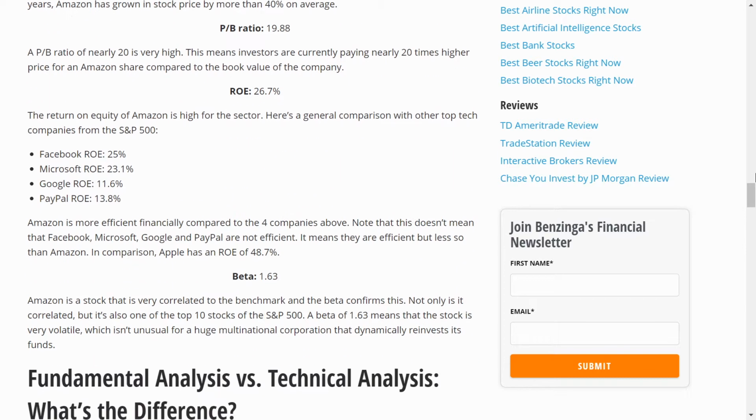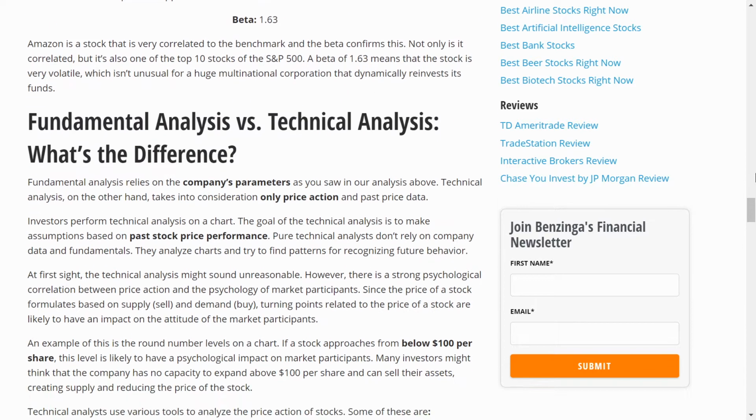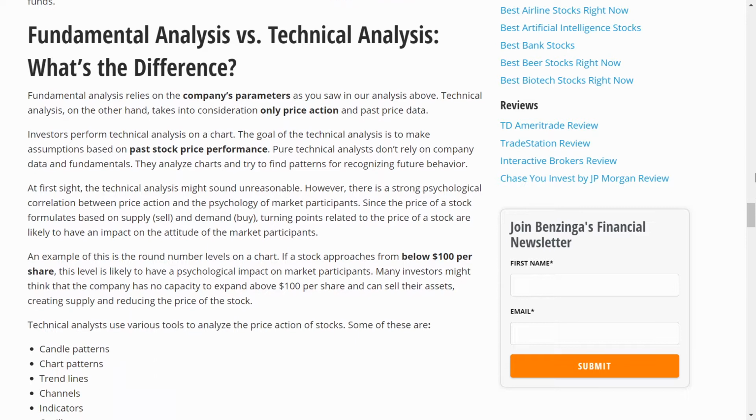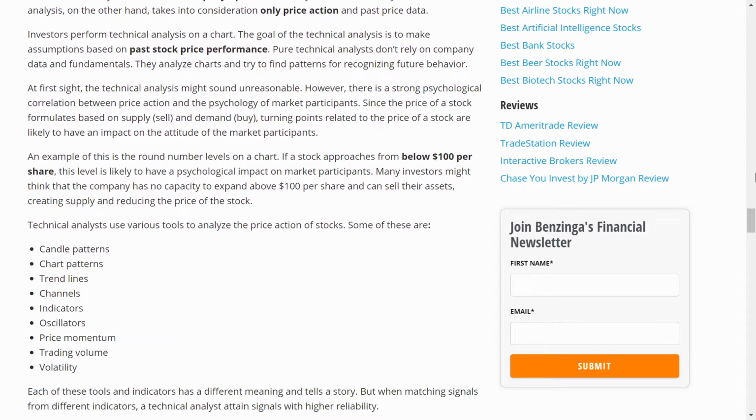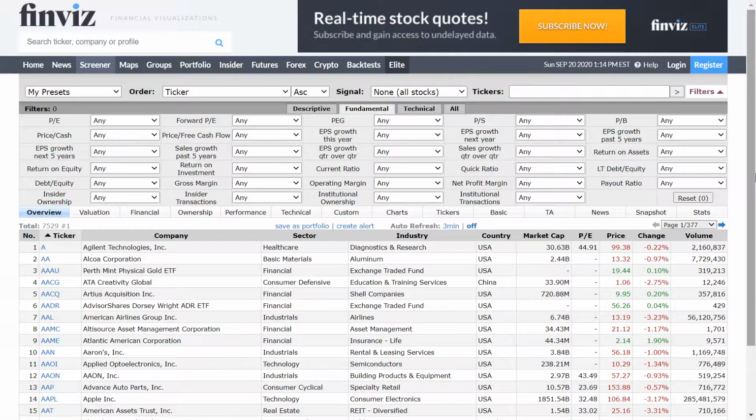It just goes over all the different aspects of everything that was just covered already, that I already talked to you guys about. Technical analysis I already covered to you guys. The main thing is technical indicators, but you've got candle patterns, chart patterns, trend lines, channels, indicators, oscillators, price momentum, trading volume, volatility. Not going to get too specific into that. The short answer is technicals are charts, fundamentals are more research oriented.